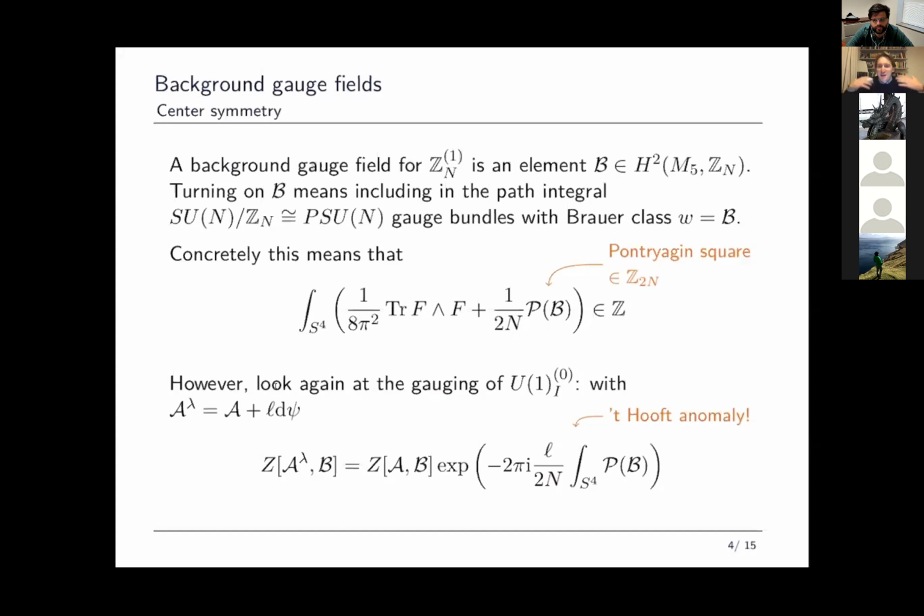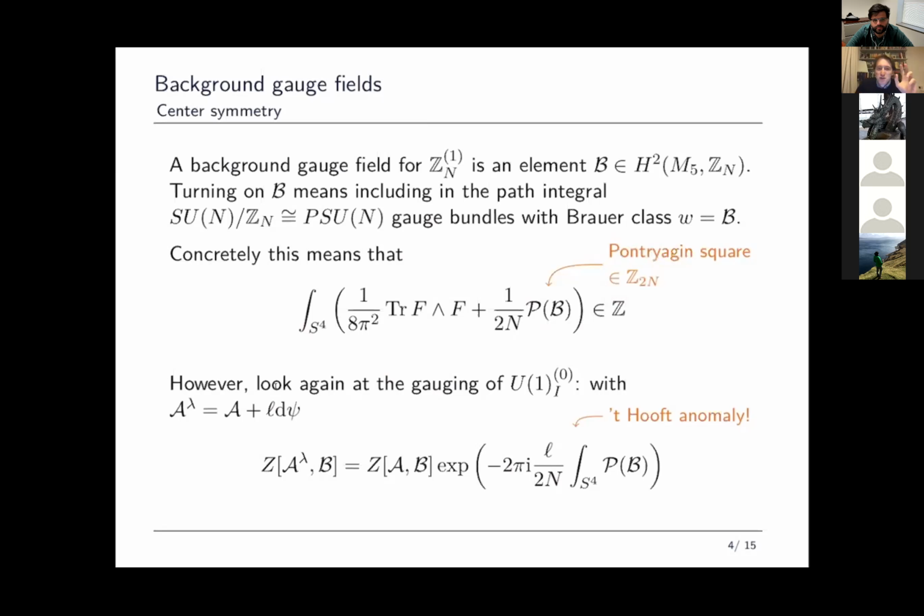If we want to be even more concrete than this, another way of saying this is that for these bundles, the instanton number may be fractional, and the fraction is measured by the Brouwer class. In fact, it's measured by the Pontryagin square of the Brouwer class, but the precise definition is irrelevant. The important point is that it's an element in a discrete group.